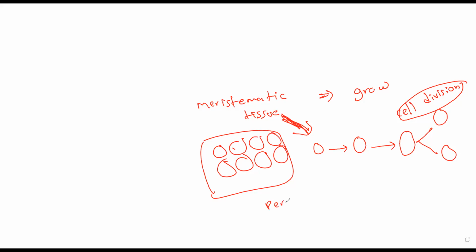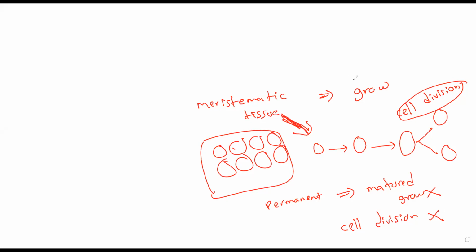Likewise, when you take the permanent tissue, children, I told you they are already matured. So I told you they won't grow, no? They won't grow. So that means, children, there is no cell division. So in the meristematic tissue, we have cell division. In the permanent tissue, we don't have cell division. Actually, permanent tissue has lost the ability of dividing.